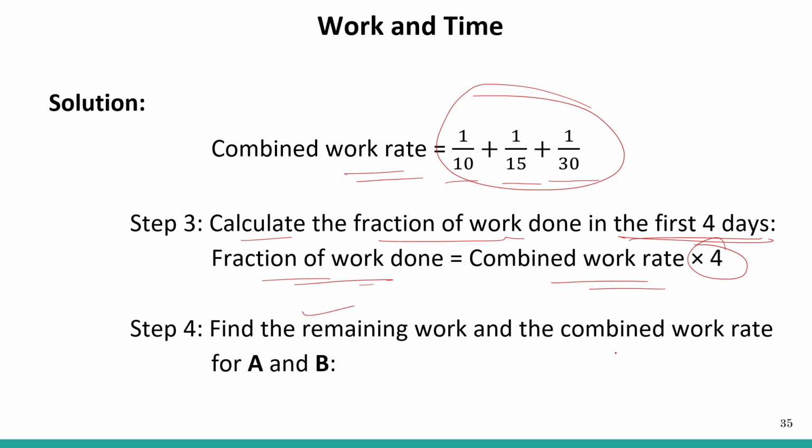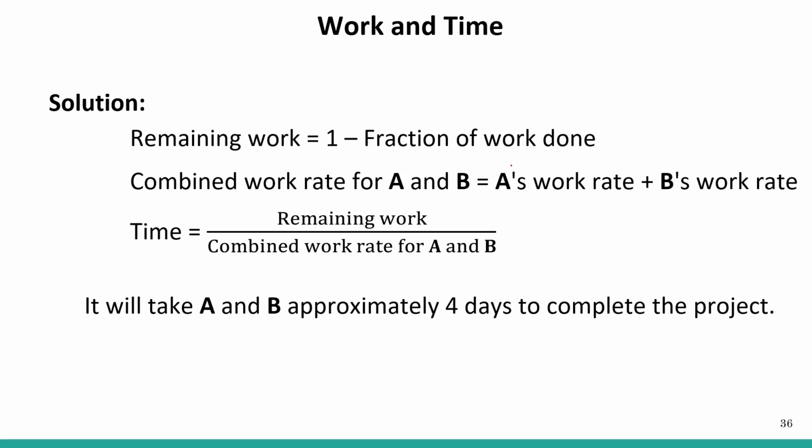Then we find the remaining work and the combined work rate of A and B. The fraction of work done is equal to 1 by 5 into 4, which is 4 by 5, right? So the remaining work is 1 minus 4 by 5, which is 1 by 5. This much work is remaining. The combined work rate of A and B is 1 by 10 plus 1 by 15, that became 1 by 6.